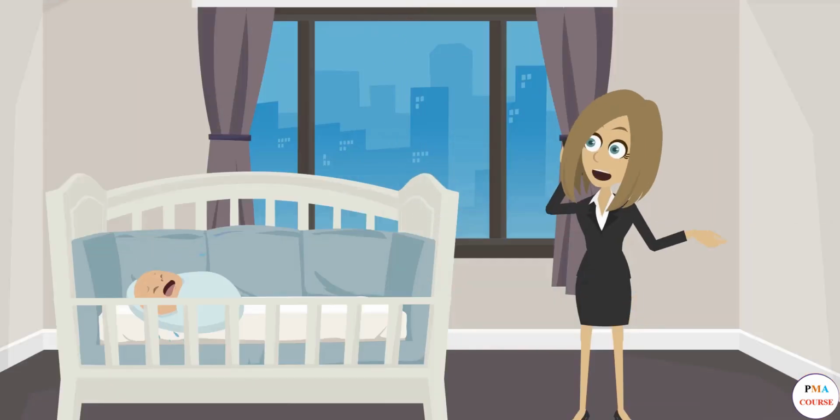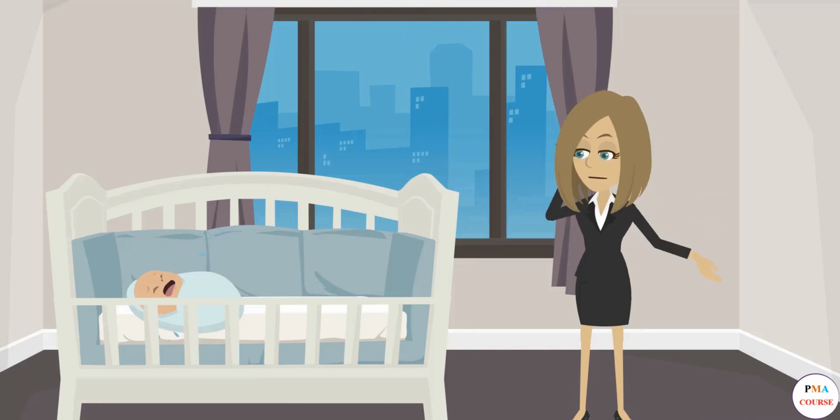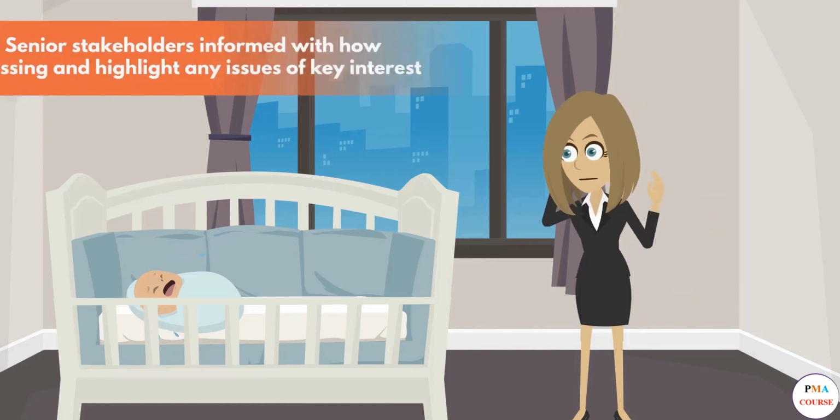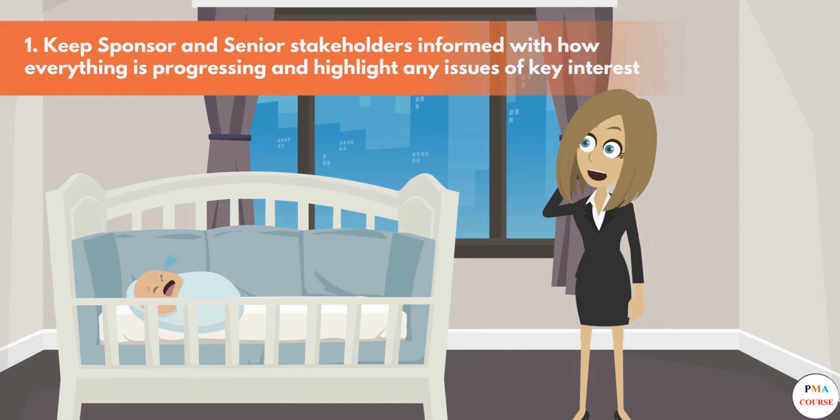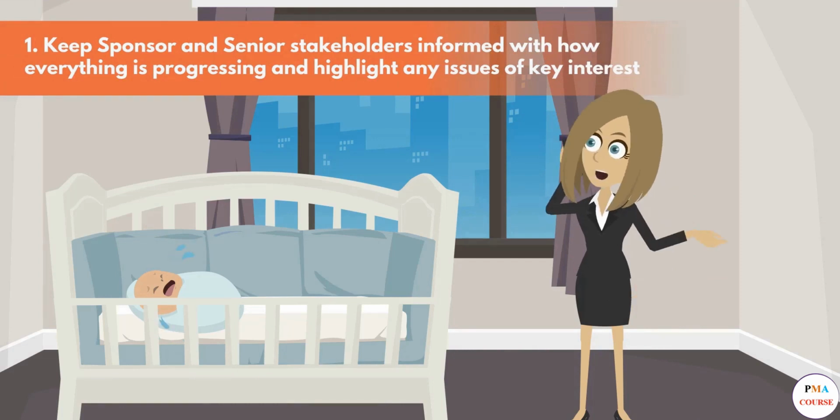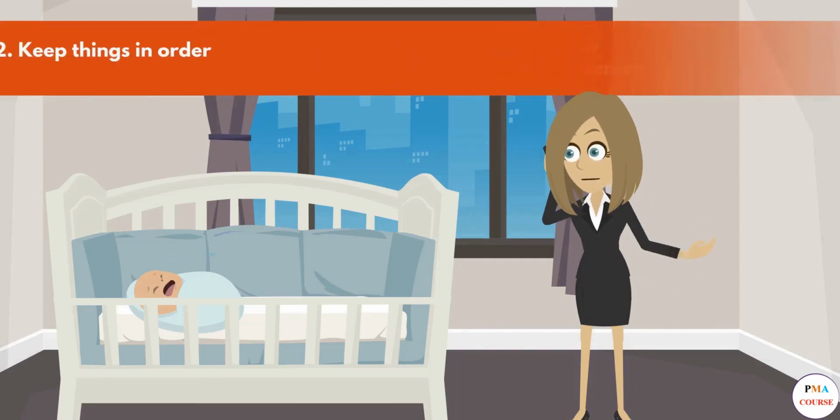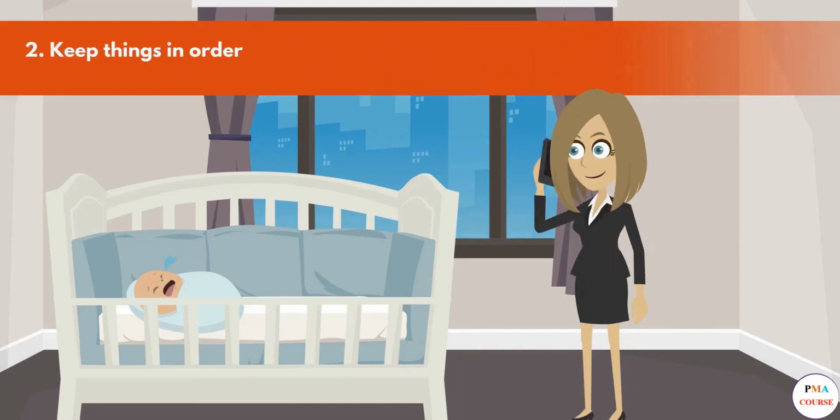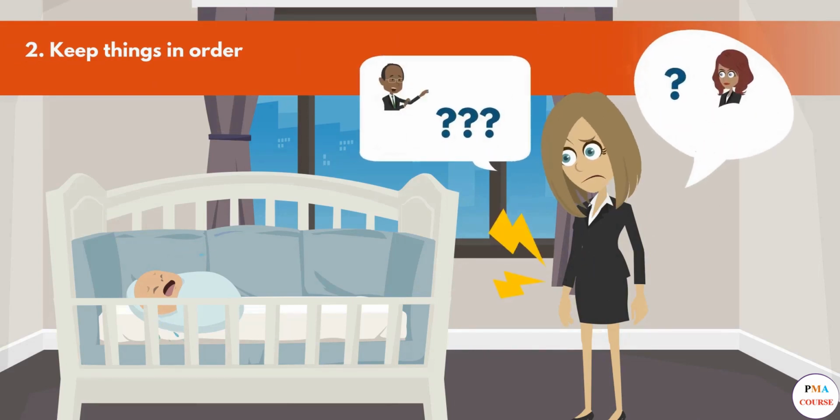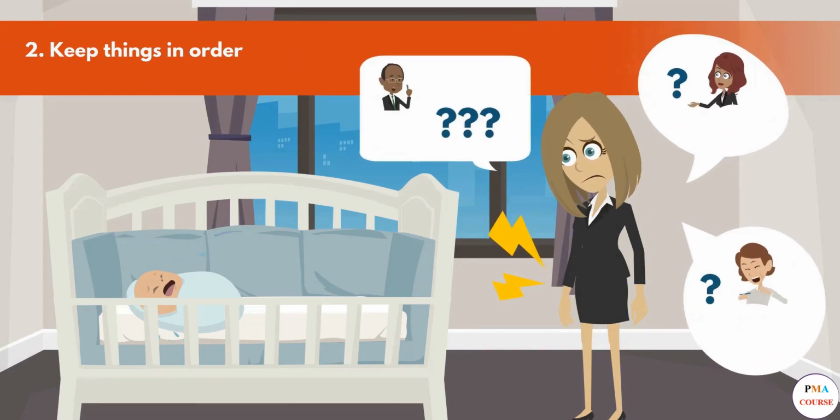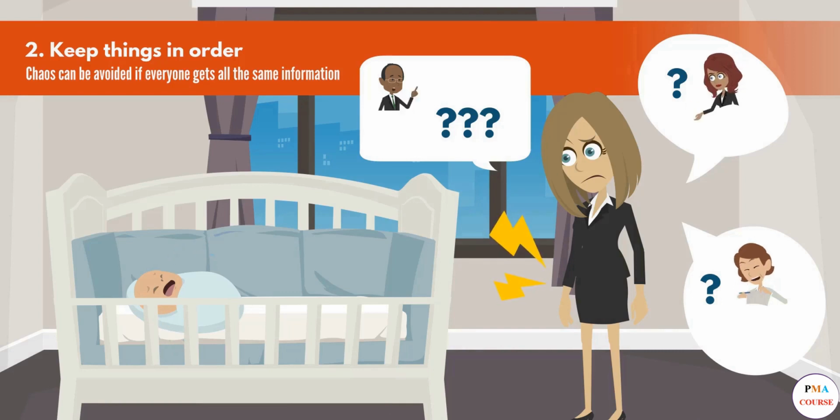There are two main reasons for regular status reporting. The first is to keep the sponsor and senior stakeholders informed with how everything is progressing and to highlight any issues of key interest. The second is to keep things in order. Projects can involve many different people, and this can easily lead to confusion and misunderstandings. To avoid inefficiencies, the project manager must keep up structured communication and coordination. Chaos can be avoided if everyone gets all the same information.